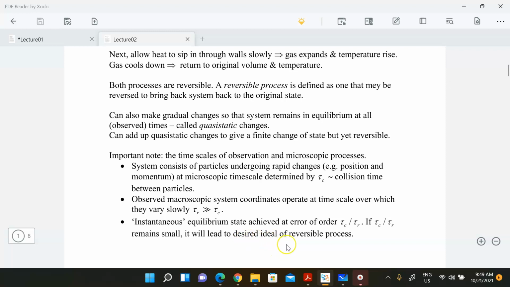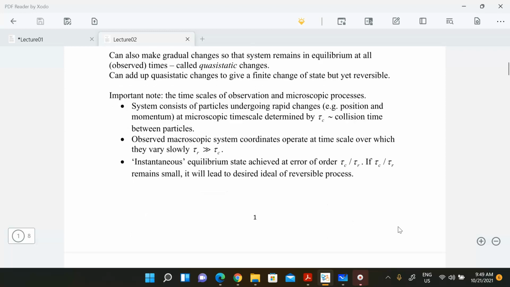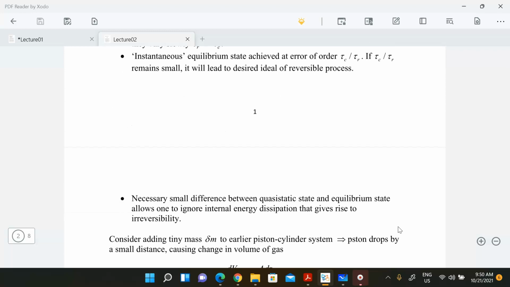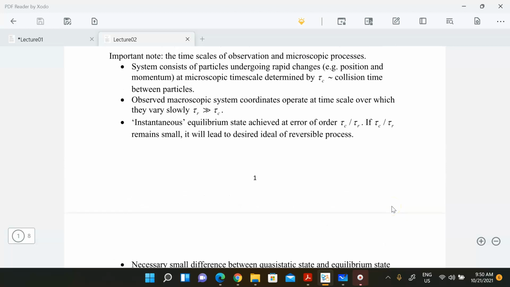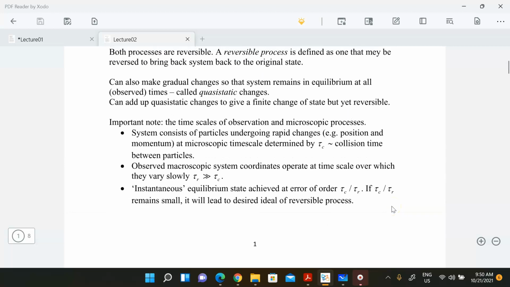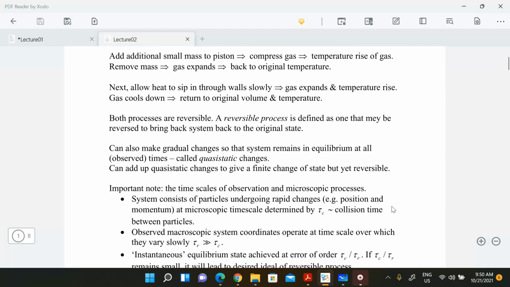Then if this is a process that you want to be reversible, this can be maintained as long as this is small. Usually what happens is that there are differences between them. I didn't mention this before.